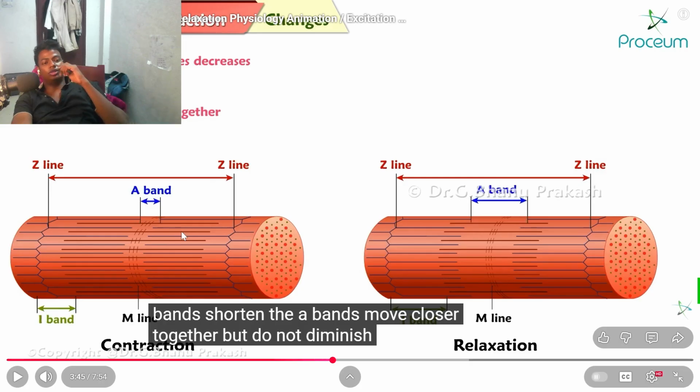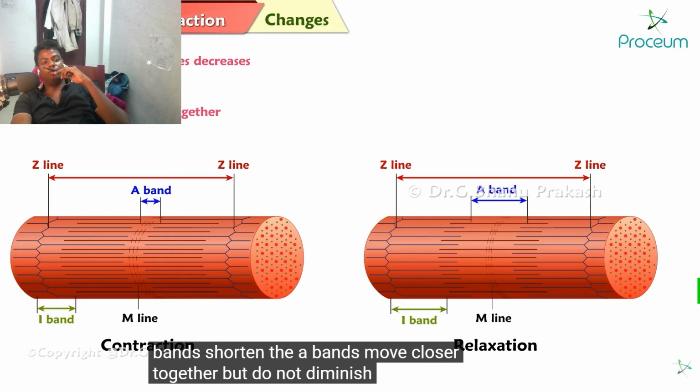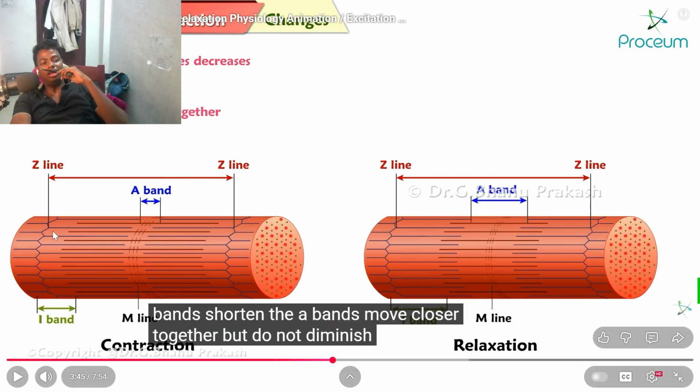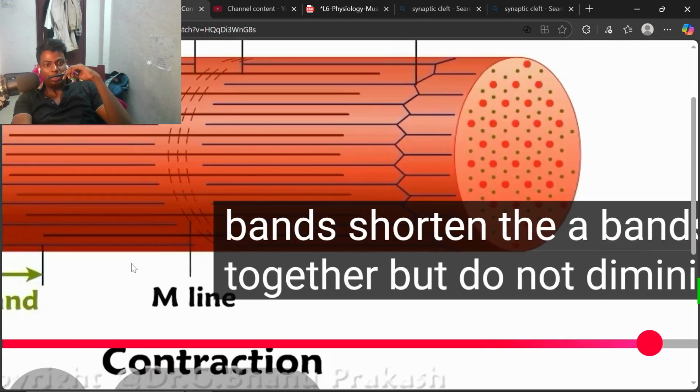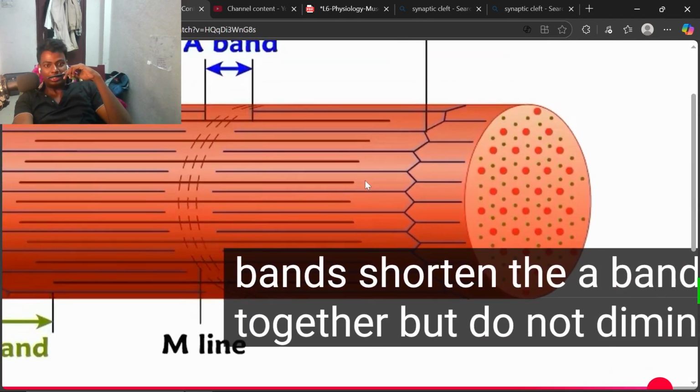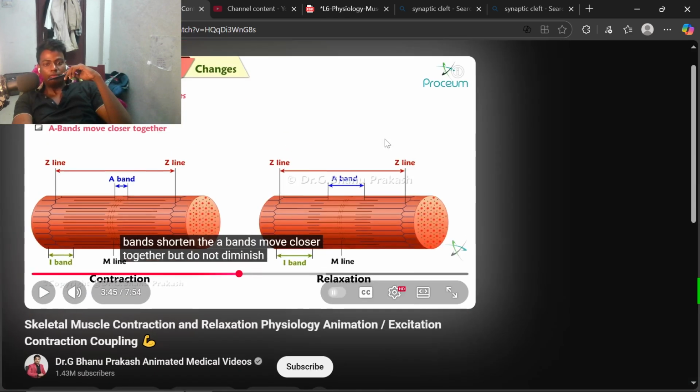This is contraction. Contraction means when the actin and myosin filaments are completely overlapped. Do you see actin and myosin filaments completely overlapped? What is this? These are overlapped. Completely gap. Only myosin, no actin. They do not diminish in length.